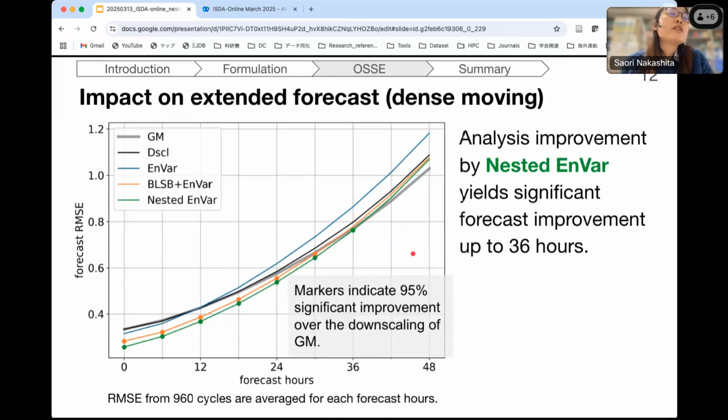So finally, we investigate the impact of LSB methods on the extended forecast from the analysis. This figure shows the deterministic forecast RMSE from the analysis ensemble mean. Grey curve shows the GM forecast errors, and all the LAM experiments show faster error growth than that of GM. And markers indicate the statistically significant improvement over the downscaling of GM shown in black curves. As you can see, the analysis improvement by nested EnVar leads to a significant forecast improvement up to 36 hours.